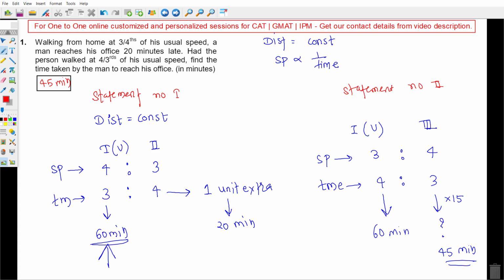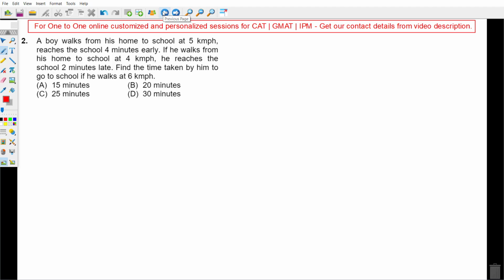Now let's have a look at question number 2. Question number 2 is on the same line. A boy walks from his home to school at 5 km/h and reaches 4 minutes early. If he walks from his home to school at 4 km/h, he reaches the school 2 minutes late. Find the time taken by him to go to school if he walks at 6 km/h.